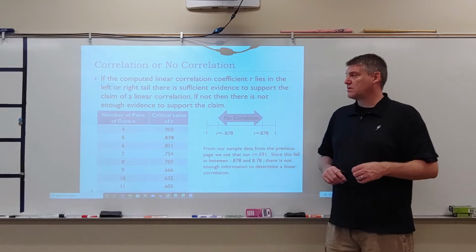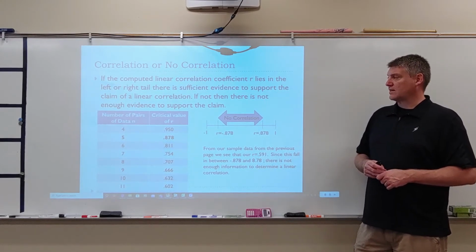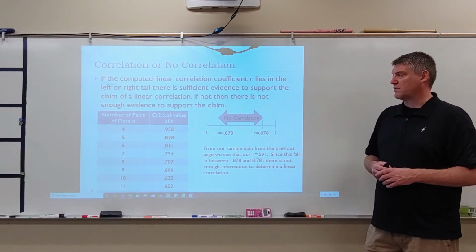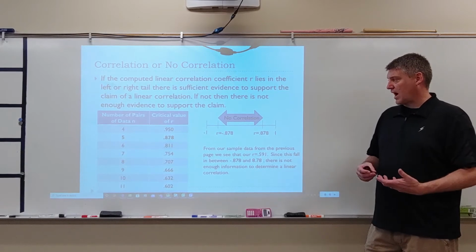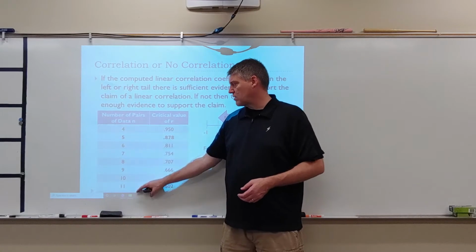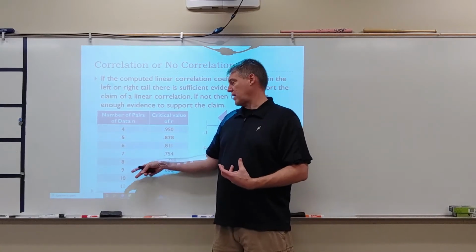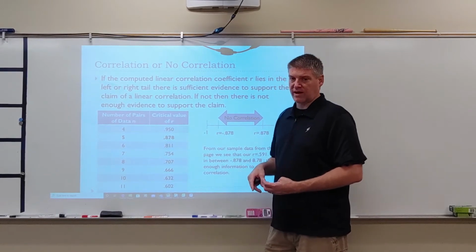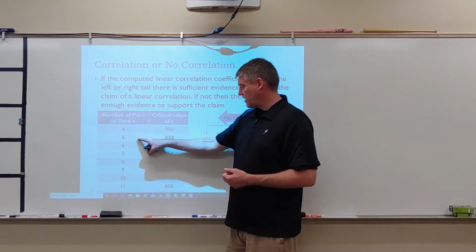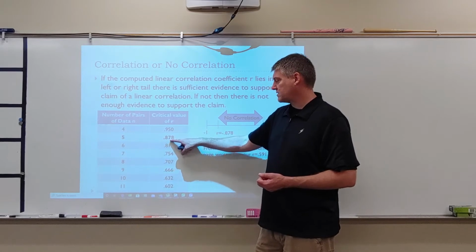If the computed linear correlation coefficient r lies in the left or right tail, there is sufficient evidence to support the claim of linear correlation. If not, there is not enough evidence to support it. Here is our number of pairs of data. How much data do we have? The less data we have, the higher our critical value has to be. In our last example, we had 5 data points, so we have to get beyond 0.878.